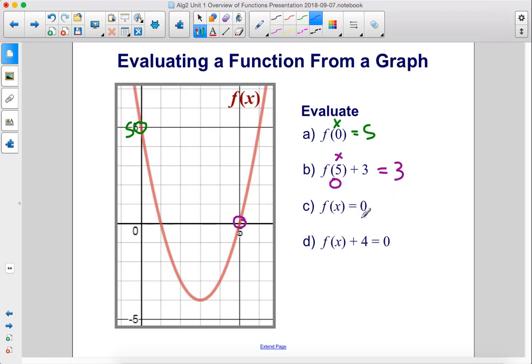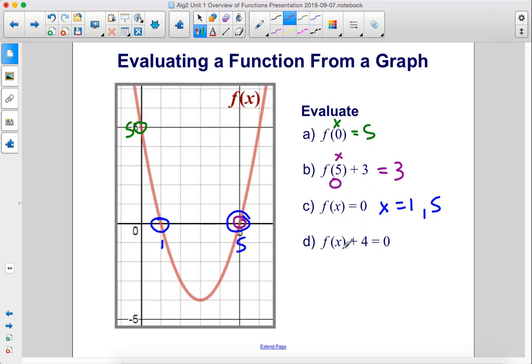C, f of x equals 0. So where does y equal 0? So y equals 0 here and here. This is where x is 1 and where x is 5. So x equals 1 and 5. Both of those give us a y value of 0.